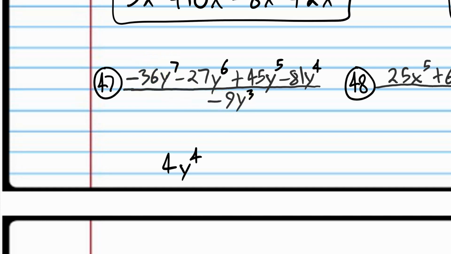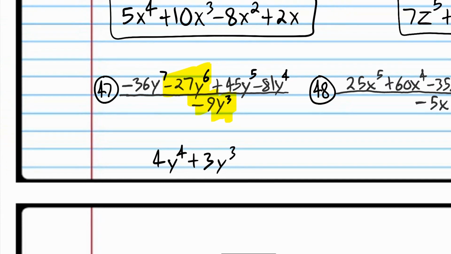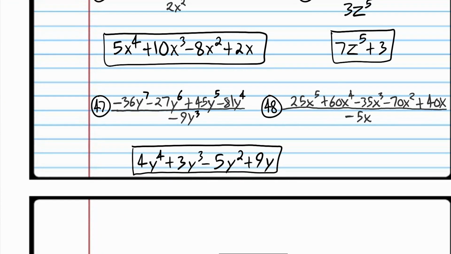Then we're going to divide these terms. Negative 27 divided by negative 9 is positive 3. Y to the 6th divided by y to the 3rd is y to the 3rd power. Then we're going to divide these terms. 45 divided by negative 9 is negative 5. And y to the 5th divided by y to the 3rd is y to the 2nd. And negative 81 divided by negative 9 is positive 9. And y to the 4th divided by y to the 3rd is y. So if you got that answer, good job.